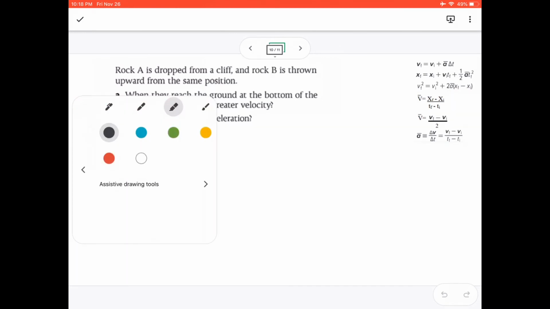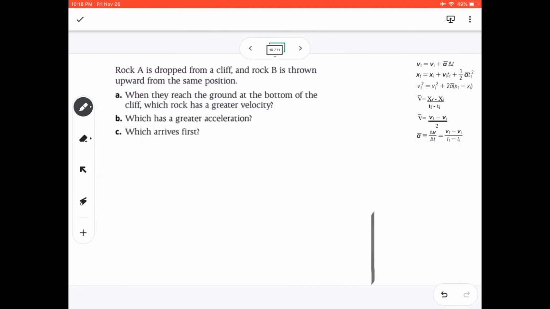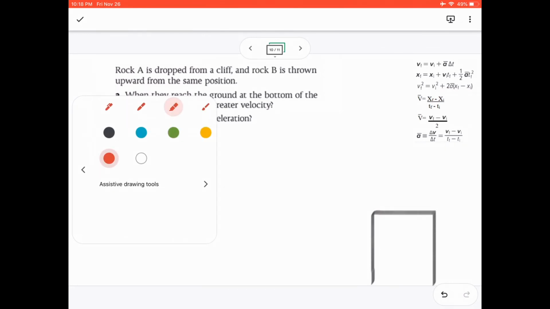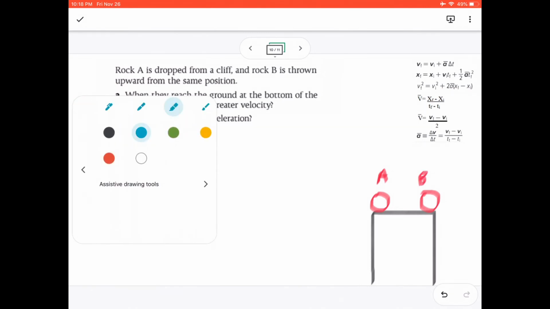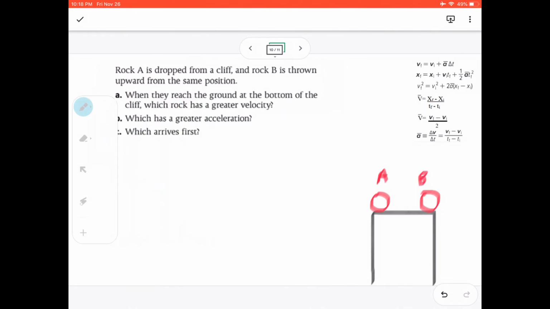Right, we're going to draw first so that we will understand the situation. Let's say this is the cliff, and we have 2 rocks. They are going to start from the same position, rock A and rock B. Rock A is just dropped from this position, so from that position it will just go down like this. Rock B, however, is going up first, and then as it reaches this position, it will start going down.